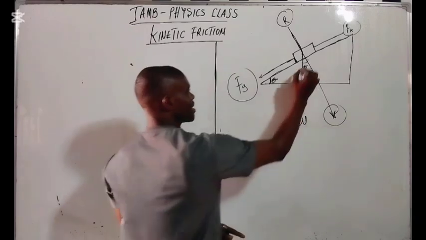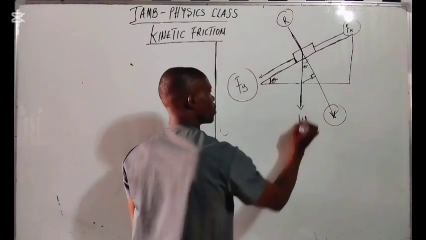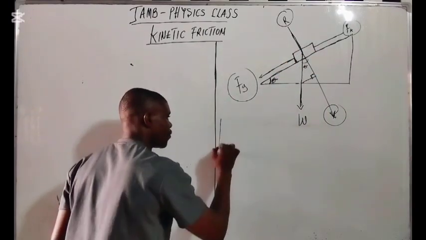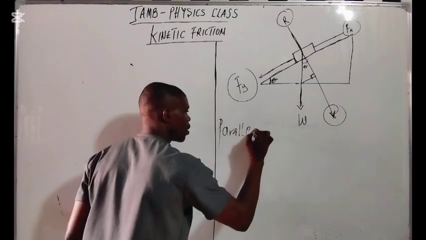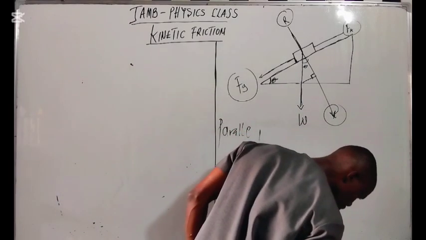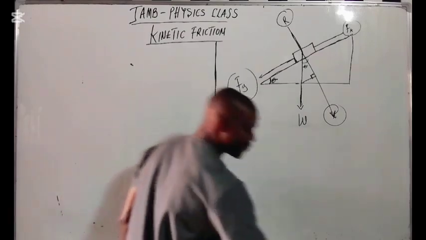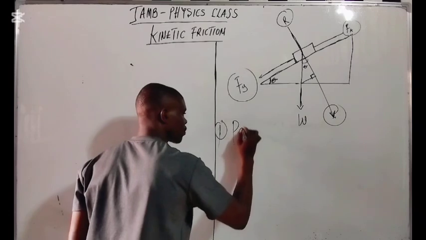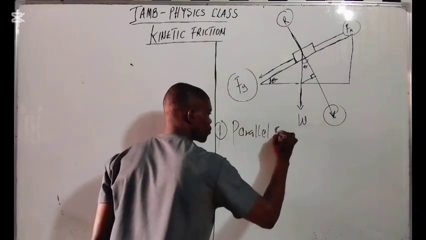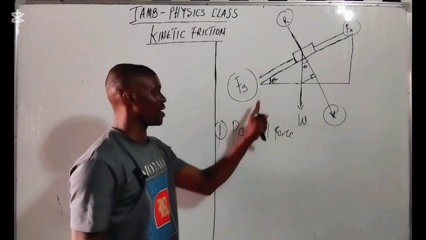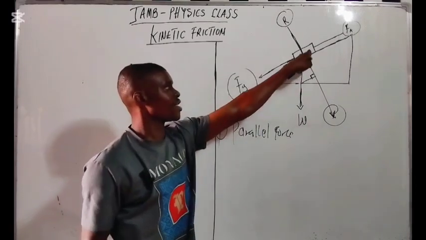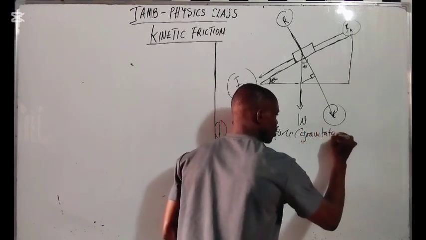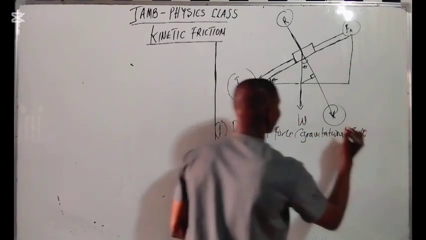We want to resolve it. This is the weight. So you have the parallel force. Number one, parallel. And that parallel force is the gravitational force that puts the object down. The gravitational force, which is parallel.